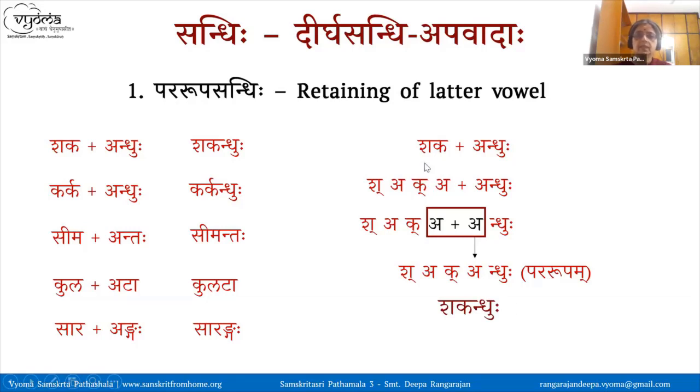Shakandhuhu, the derivation is given. When you split the words, we get Shakara, Akara, Kakara, and Akara for Shaka. Andhuhu is Akara, Nakara, Dhakara, Ukara, and then Visarga. So we have two Akaras close to each other, where we use only the second Akara and ignore the first Akara. We get Shakandhu, which is Pararupa.